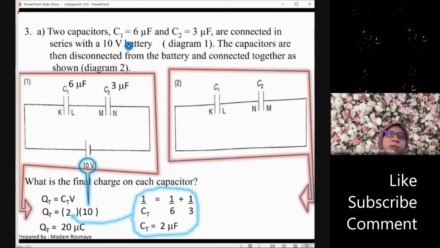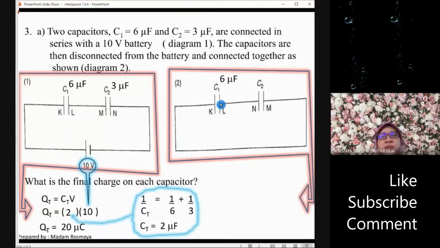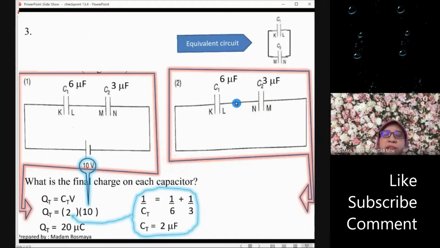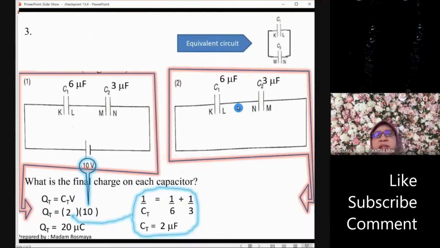Now for diagram 2, we are going to calculate the final charge also. The capacitors are now disconnected from the battery, so that means there is no longer a battery here. This is 6 microfarad, this is 3 microfarad. These two capacitors, the equivalent circuit can be drawn also like this. It's the same because this is in series.